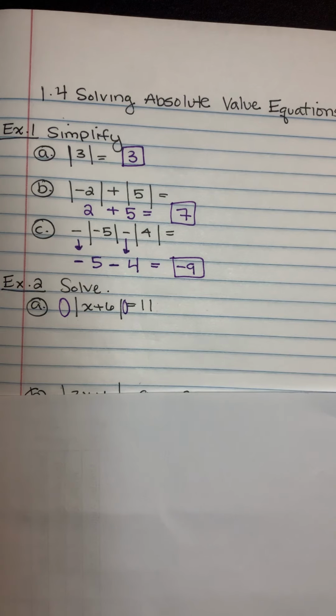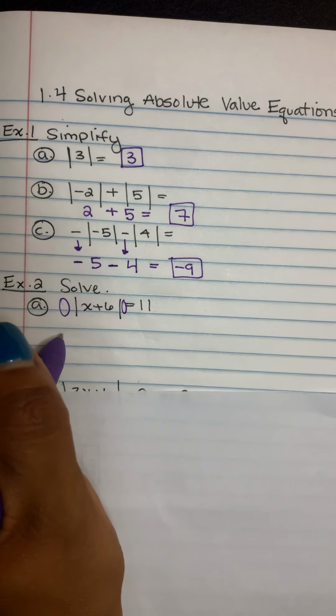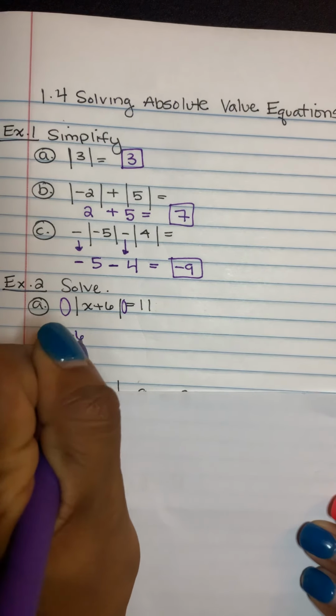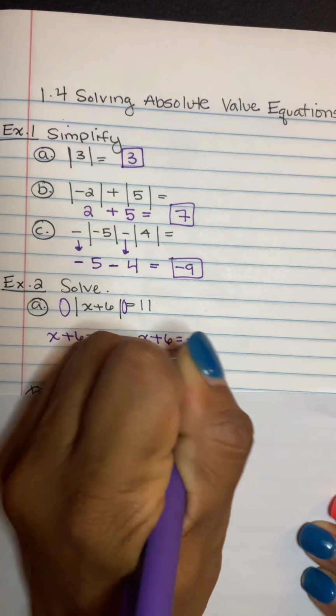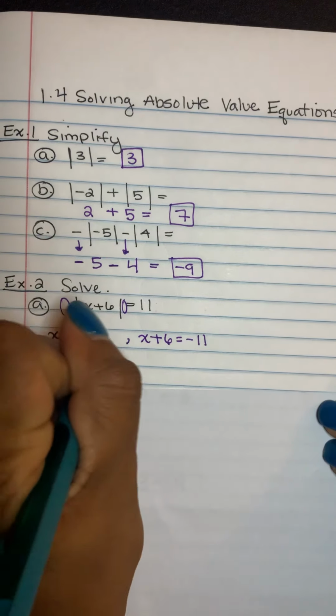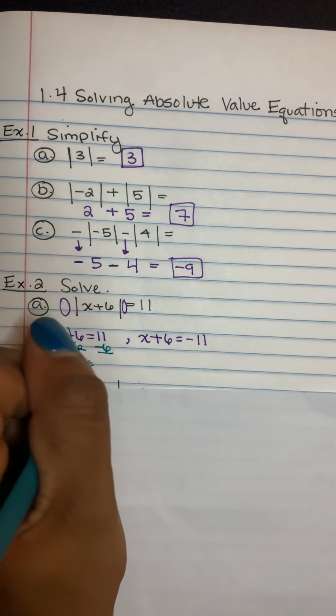We can set up our equation, and this is what it's going to look like. We're going to have two equations. One's going to equal a +11, and the other one's going to equal a -11. So x plus 6 is equal to +11, and then we have x plus 6 is equal to -11. Okay. All right, so we're basically going to solve both equations. These are one-step equations. Subtract 6 and x equals 5.